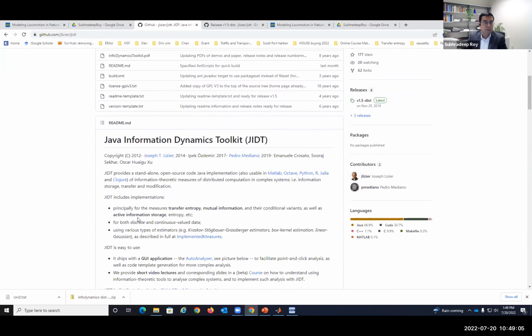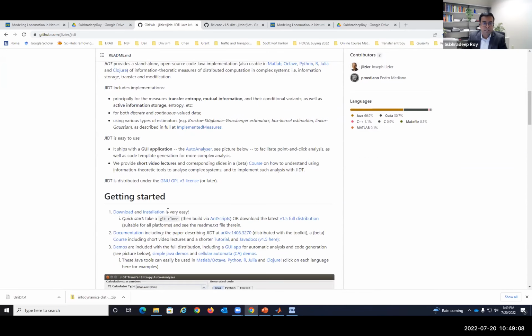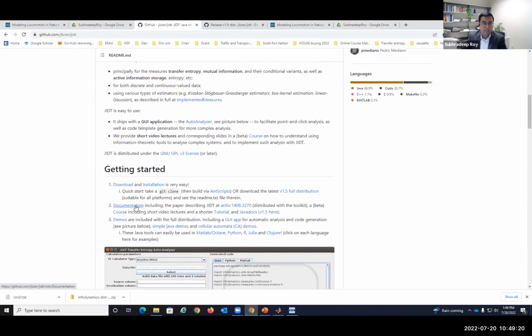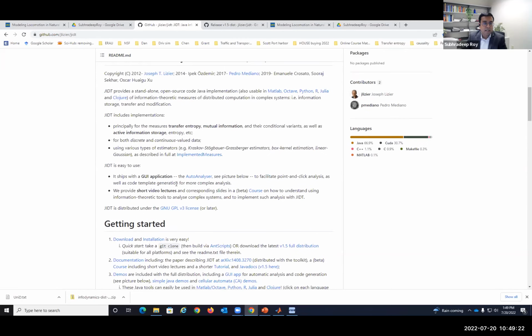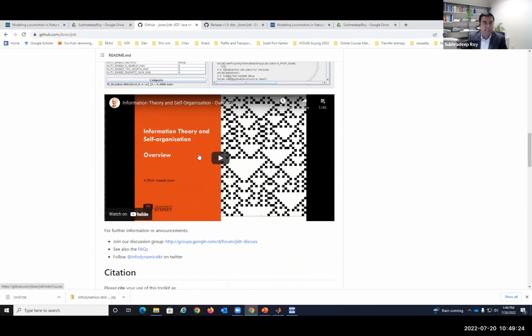It explains how to download and install. It's very easy. You don't have to do basically anything. You just extract the folder and you have a nice GUI, which is ready to use. You can load the data and start. It also provides some documentation, and there is a link to courses somewhere over here, which takes you to a series of lectures introducing the concepts of transfer entropy and conditional transfer entropy.